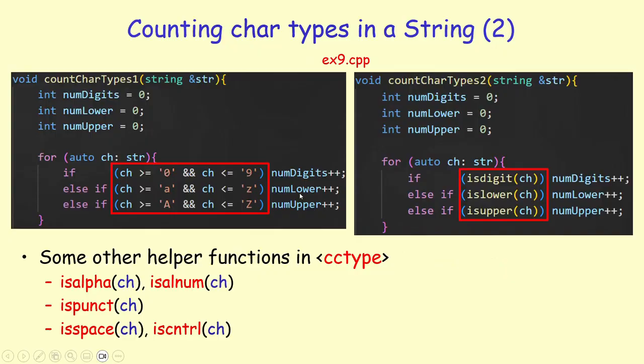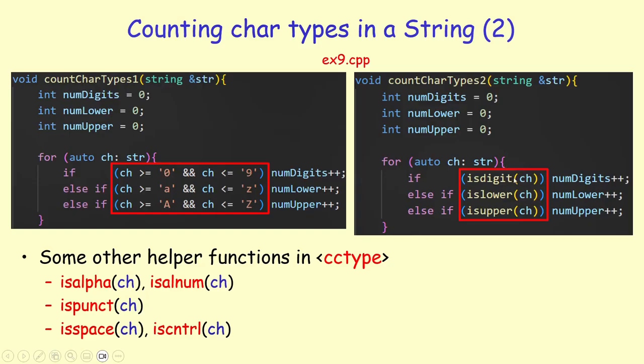All right, so let's look at an example. This is countCharacterTypes1. This is taking a string. I'm passing a reference because I don't need to make a new copy of the string. I'm basically using the formula that we just laid out in the previous slide. If the character is a digit, increment the number of digits. If it is a lowercase character, increment the number of lower, and otherwise increment the number of upper characters.